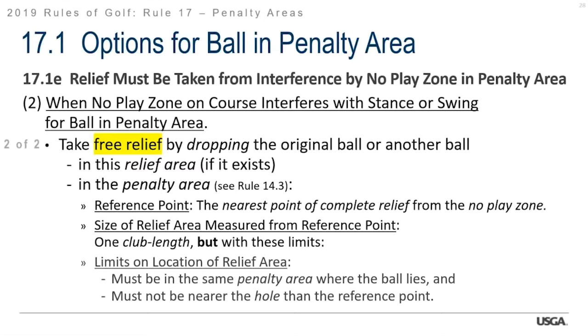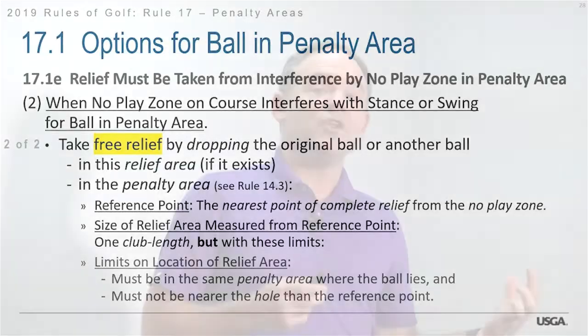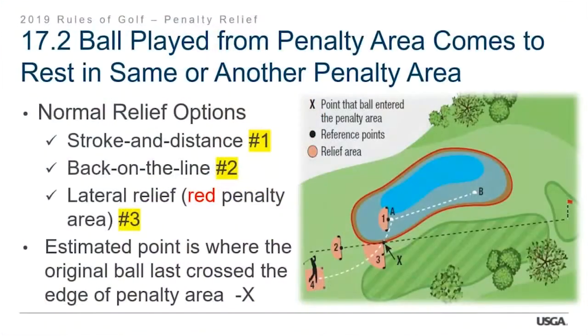So pretty straightforward relief procedure here, but it is a little bit different about when you're going to get relief. So please be clear on the differences with a ball in a no play zone or a ball in a penalty area that is not in a no play zone, but we do have interference from the no play zone. All right, so that's everything that we're talking about with the penalty areas. Again, the options seem very similar to what we're used to, so hopefully there's not too much confusion.